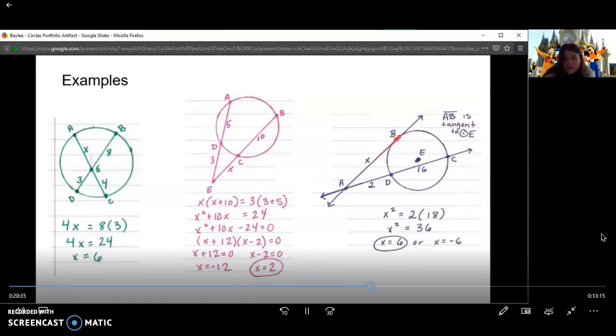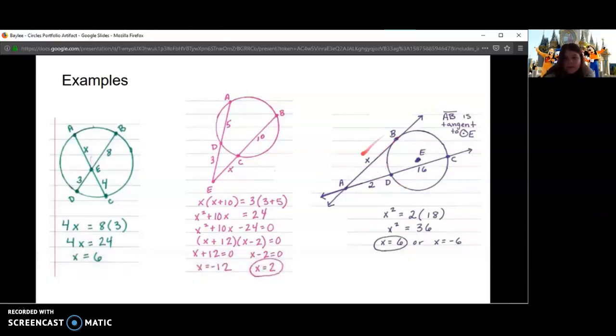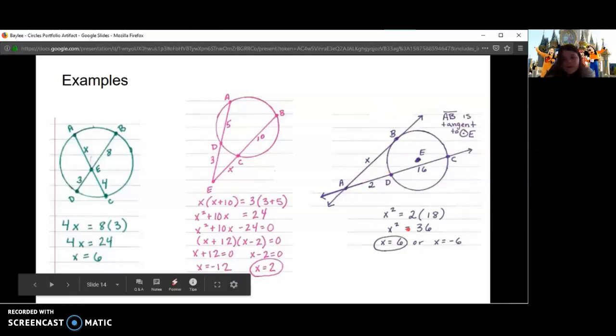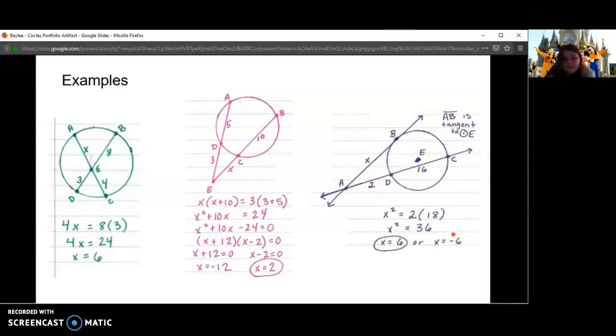Over here we do not know what AB is, and so that's what we're trying to figure out. So we take x squared is equal to 2 times 18. We get 18 from these over here, and you multiply the 2 by that. Multiply this by that to get this. So then we know that x equals 6 from solving that out, and it can't be negative.